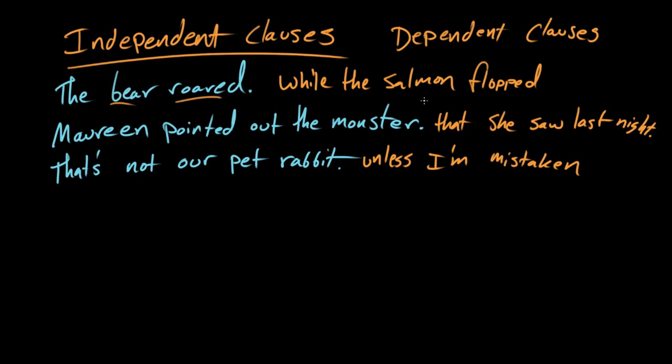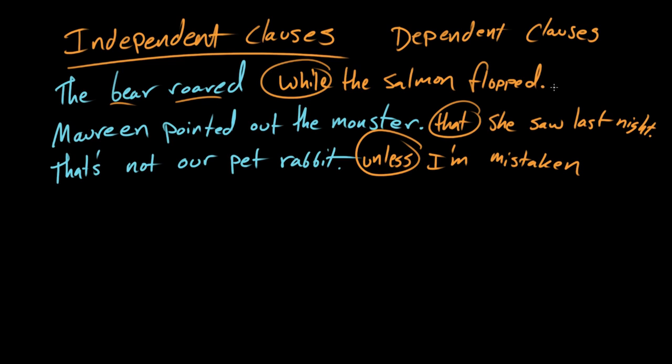But everything in orange has either a subordinating conjunction like "while" or "unless," or a relative pronoun like "that." So, "while the salmon flopped": in the context "the bear roared while the salmon flopped," you can understand why this is called a dependent clause. While the salmon flopped, something else was going on. This is kind of like background information, and it's not necessary for comprehending the first clause, the independent clause, "the bear roared."